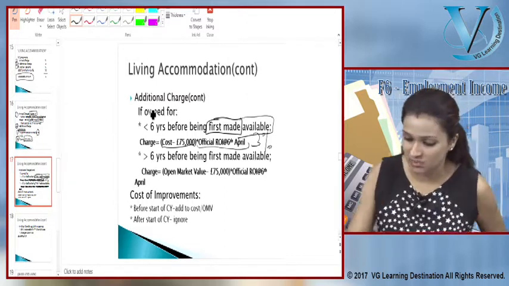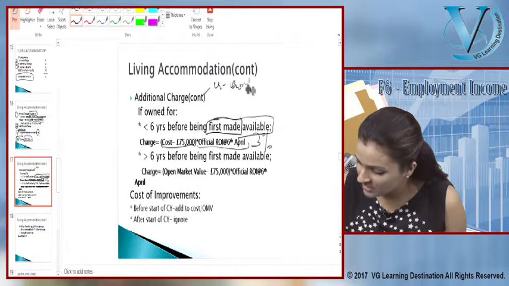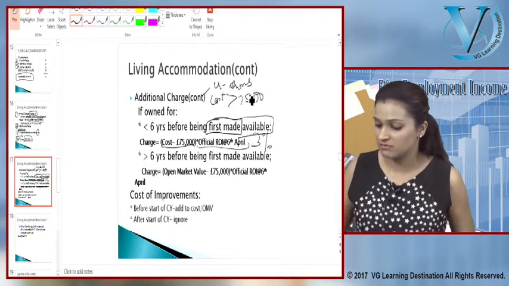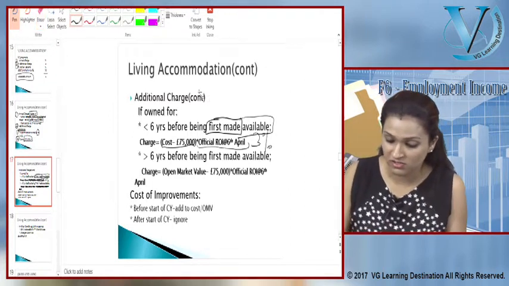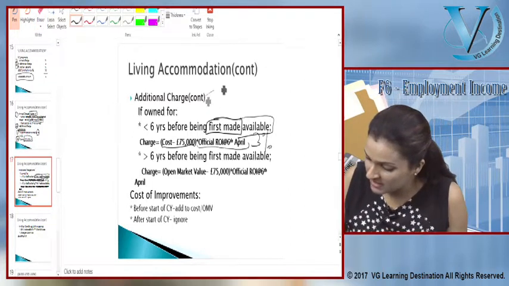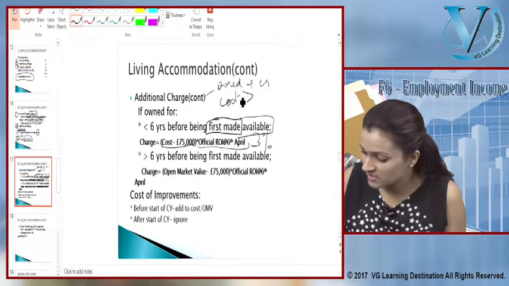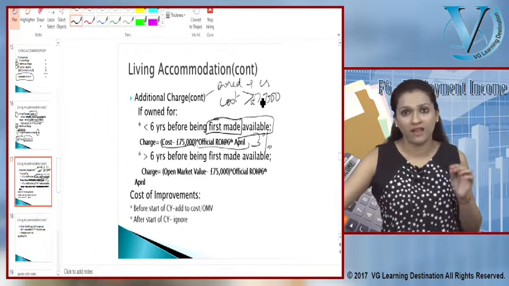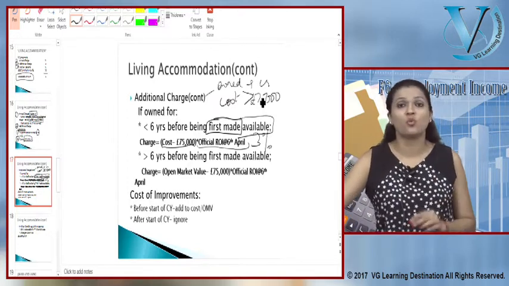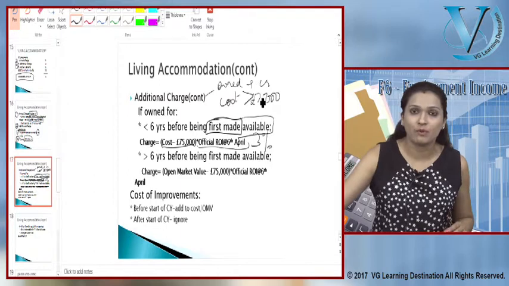What were the two conditions? Let's quickly run through the conditions again. That the employer owns the accommodation and the cost of the accommodation is greater than £75,000. Bear with me, the handwriting is really poor, so let me just write it again for you. Right, so the conditions being that the property is owned by the employer and the cost is greater than £75,000. So having considered this, if you meet both these conditions, you will be liable to an additional charge on the living accommodation benefit which the employer is providing.